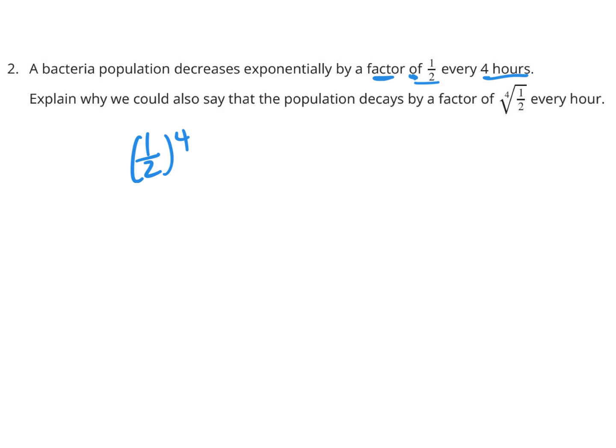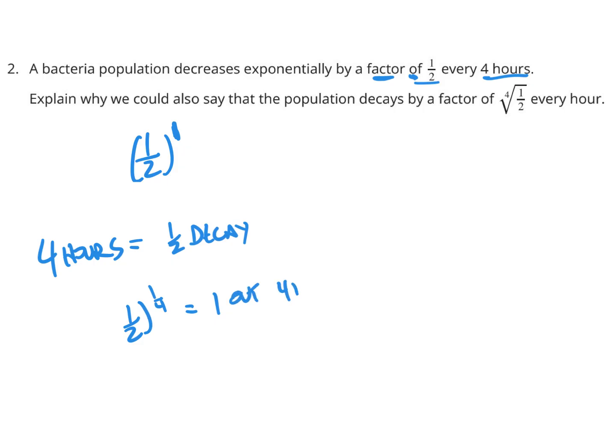every 4 hours. If every 4 hours is 1 unit, 1 whole unit, so 4 hours equals 1/2 decay rate. That means that the decay rate to the 1/4 equals 1 out of 4 hours. That's just what it means. So 1/2 to the 1/4 is the same as the 4th root of 1/2. Just using exponent laws.